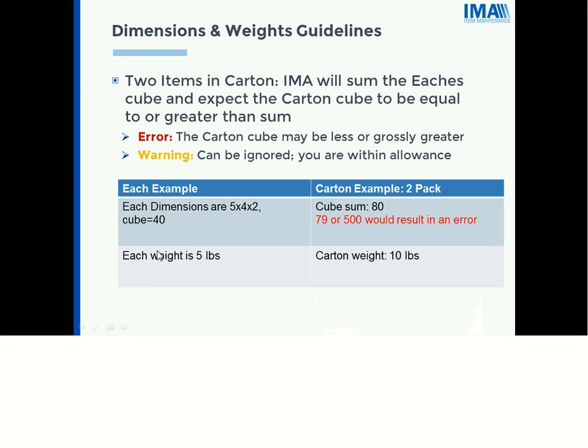So if you take the 5 by 4 by 2, the cube sum for the carton, if there's 2 items in there, would be 80. So at minimum, it does have to be 80. So 79 will result in an error. And there is a pretty large allowance for going over that carton cube. But if it goes grossly over, like 500, that would also result in an error. Now the weight does have to match exactly. So if there's 2 items and they weigh 5 pounds each, the carton weight would be 10 pounds.